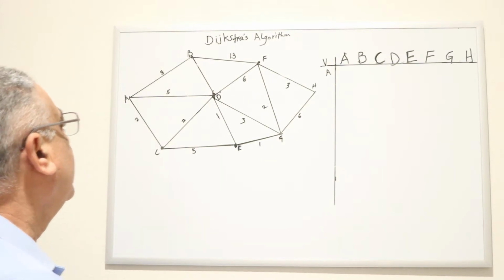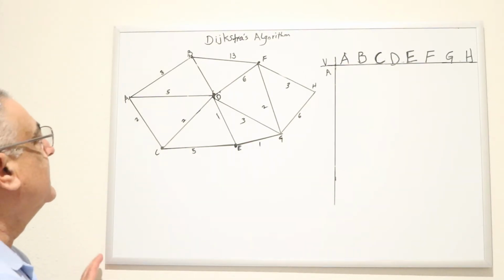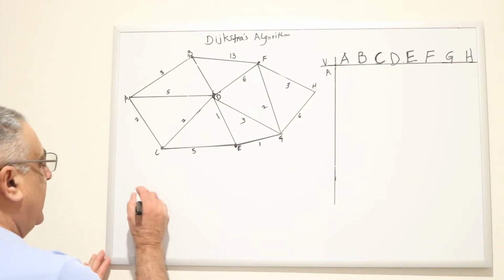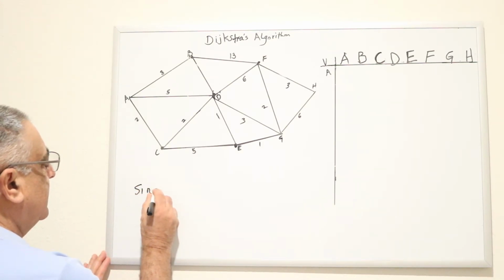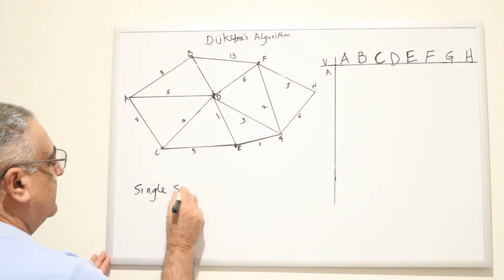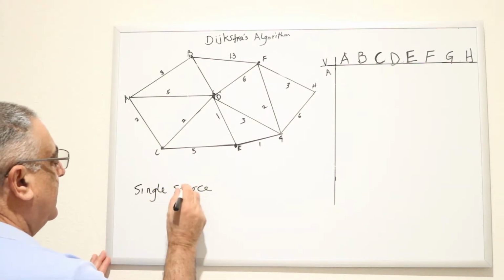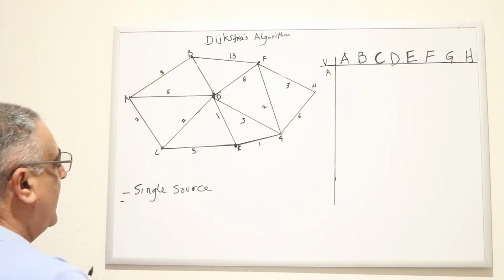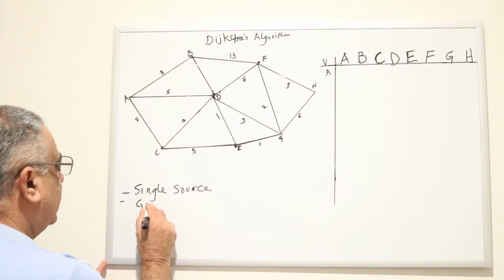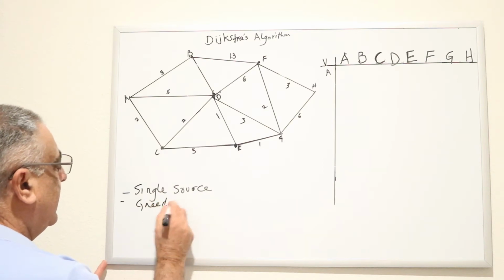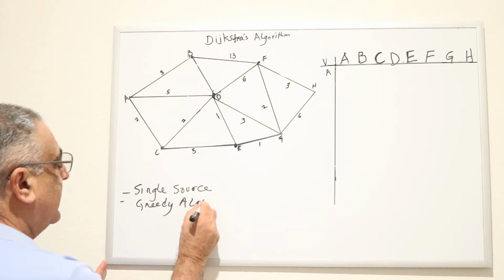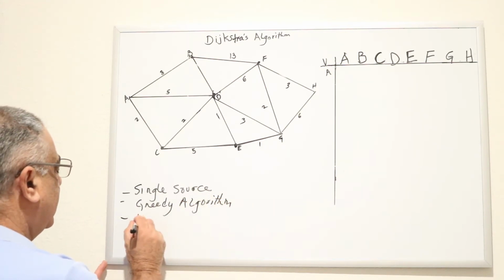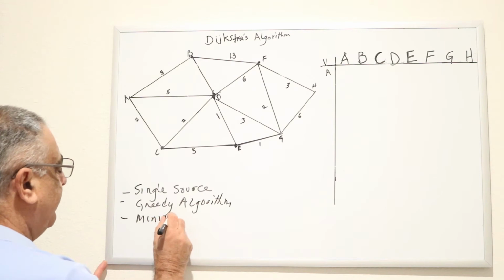Okay, so I'll be doing Dijkstra's algorithm. This is known as the single source algorithm. Okay, so it's also known as the greedy algorithm. And each time you do this, you're trying to figure out the minimum spanning tree.